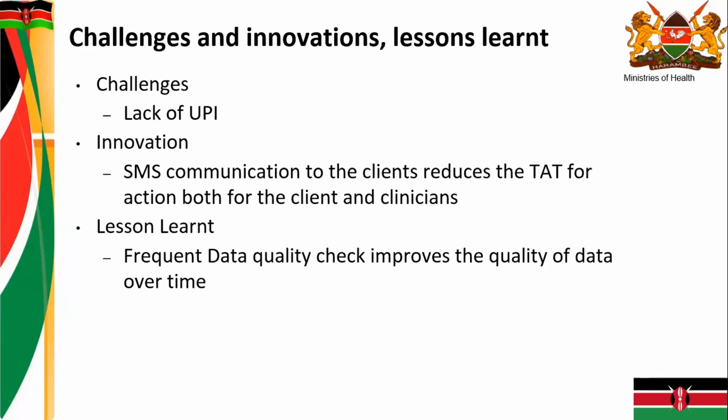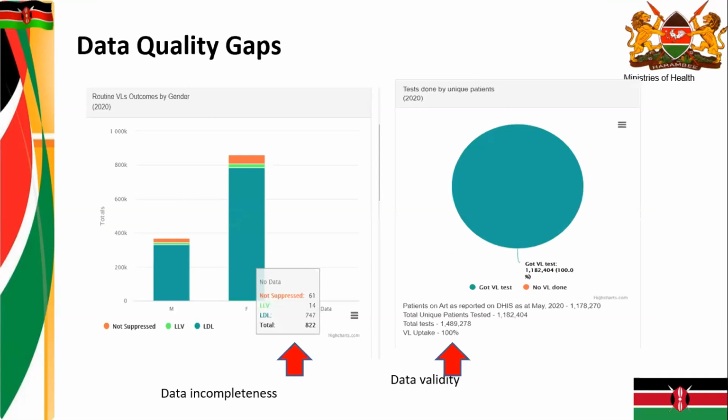Some of the challenges that we are facing is lack of a unique patient identifier, and as a result, we are not very accurate on the numbers that are reported. The other thing is that the communication shared with our patients is through SMSs, which again reduces the turnaround time. One of the lessons that we have learned is that frequent data quality checks improve the quality of data over time, and this we can attest to because we have done it occasionally.